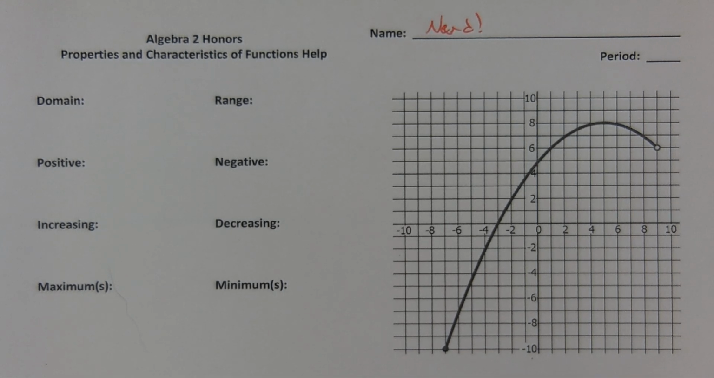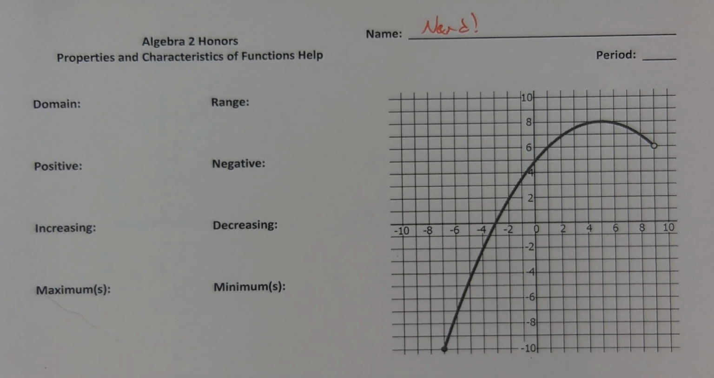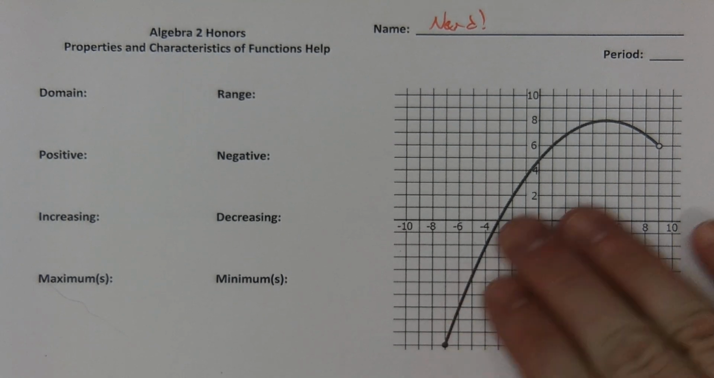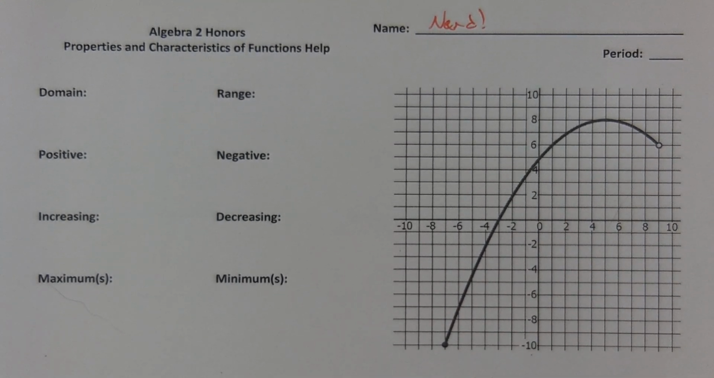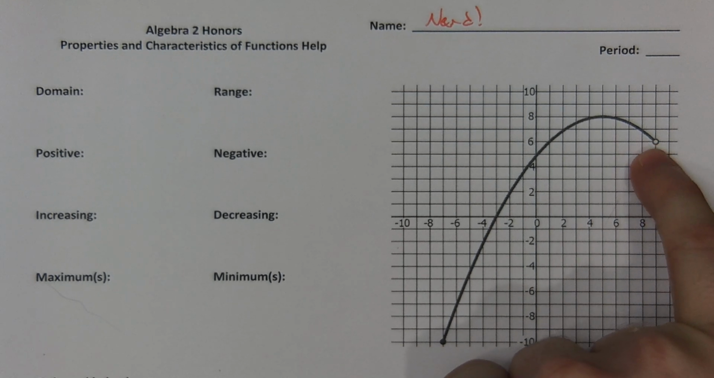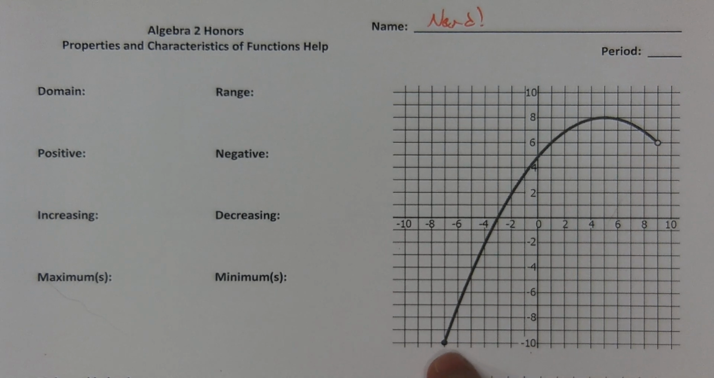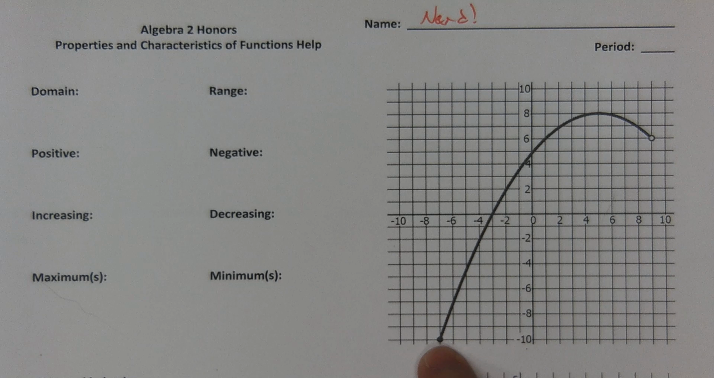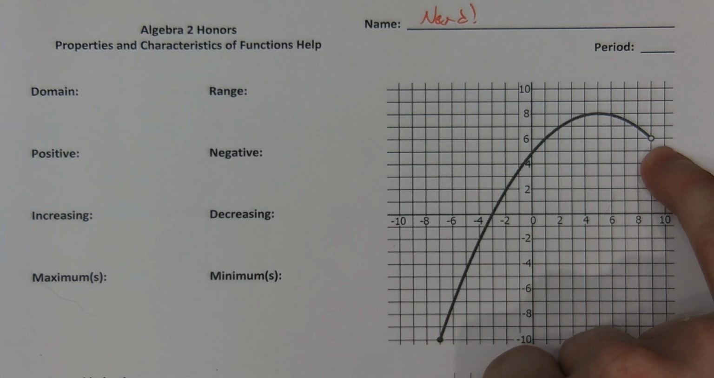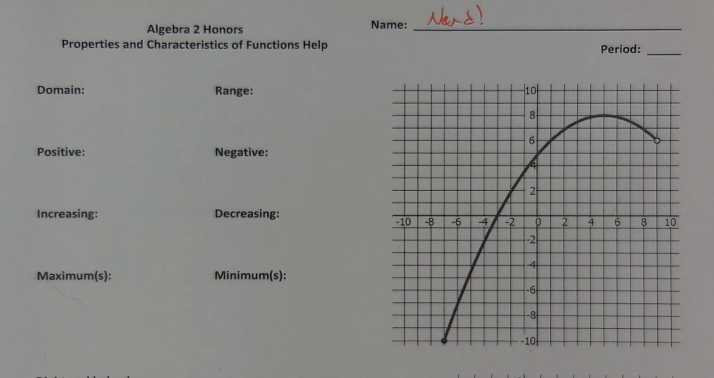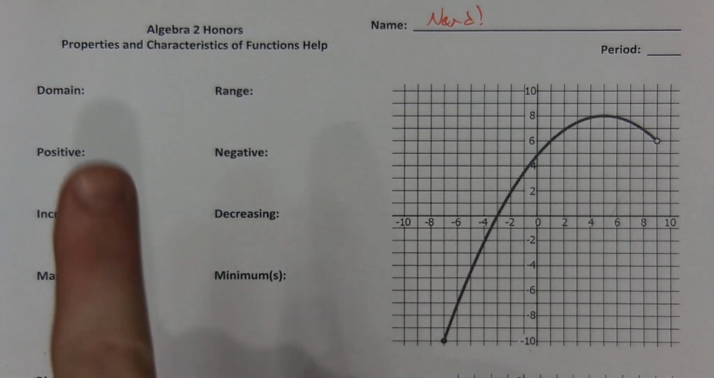Okay, so what do we got going on? First, I've got some generic f of x here, and it has an endpoint here and an open dot there. Endpoint means that this point actually exists and is the ending. Open dot means this is where the graph is going to come to an end, but this one coordinate in space simply doesn't exist.